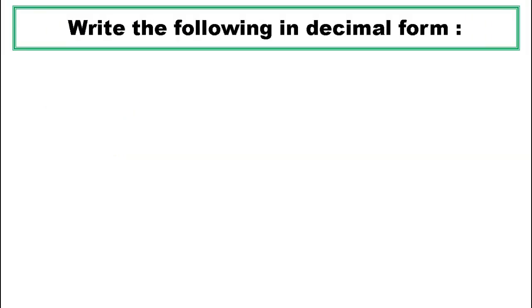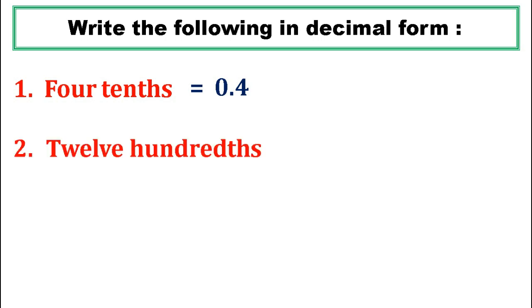Let us now move on to the second question, which says write the following in decimal form, that is as decimal numbers. The first question can be read as 4 tenths. Since there is no whole number part here, so we will simply write 0 in its place. Next we will put the decimal point and write 4 in the tenths place. Therefore 4 tenths in decimal form can be written as 0.4.